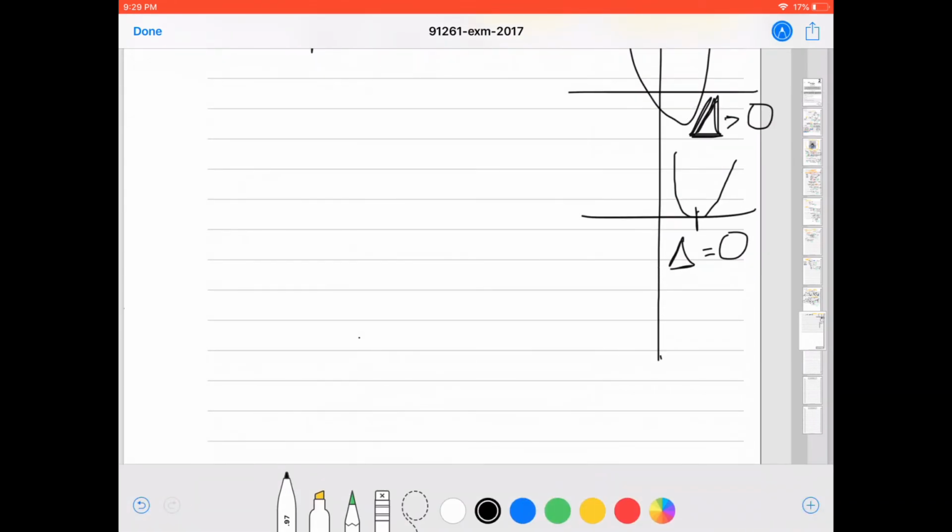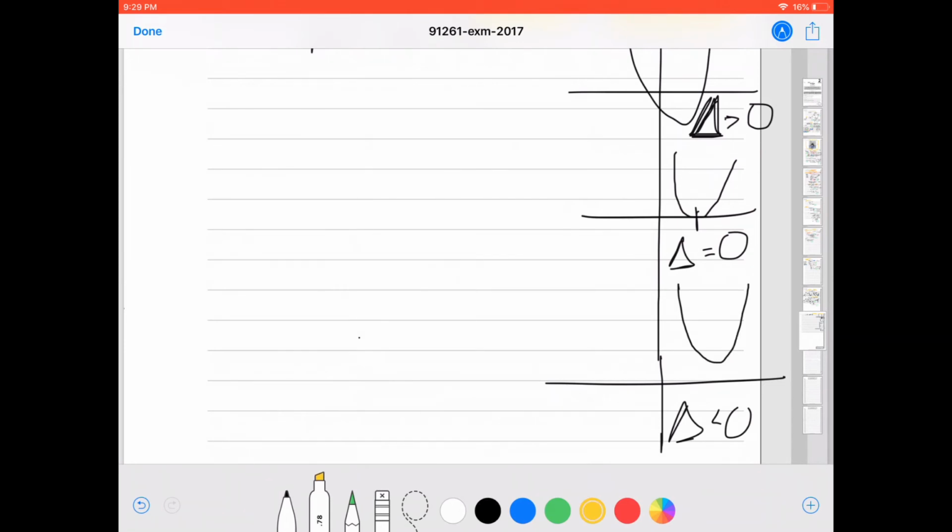And so the third situation is obviously discriminant less than 0. And what is our parabola doing when that is the case? Well, when the discriminant is less than 0, we've got no roots. So basically, if we say this x-axis here is y equals 0, the parabola is always above 0. And that's what they're getting at with this question here.